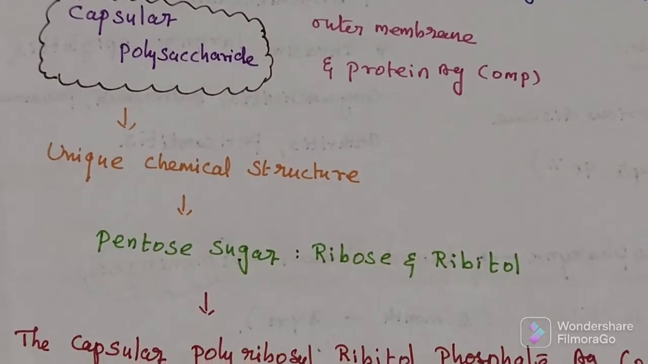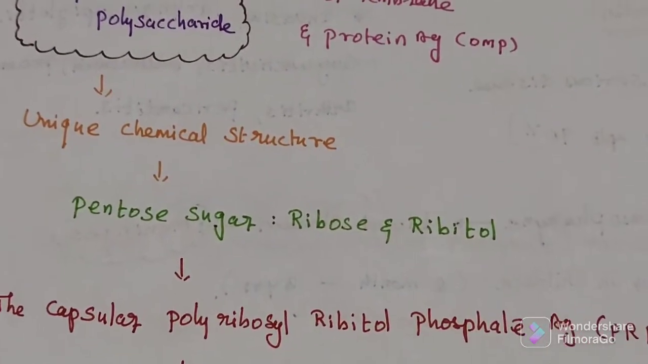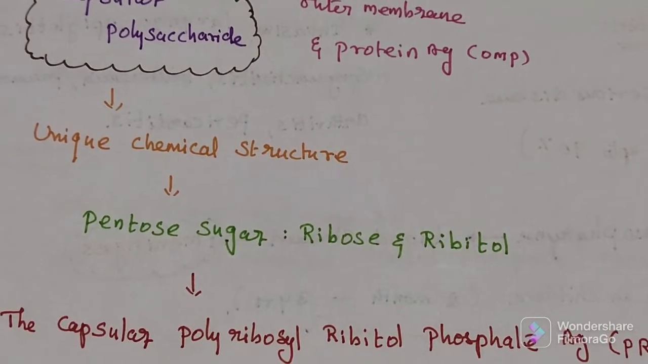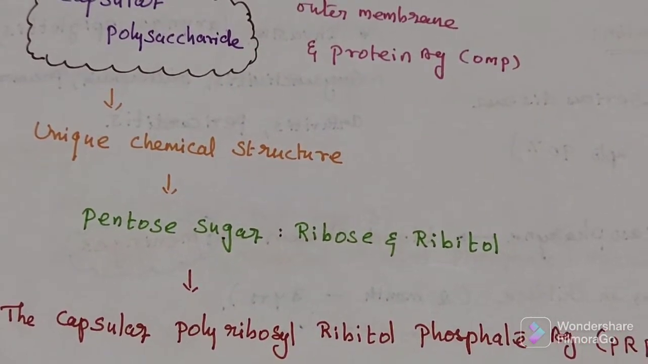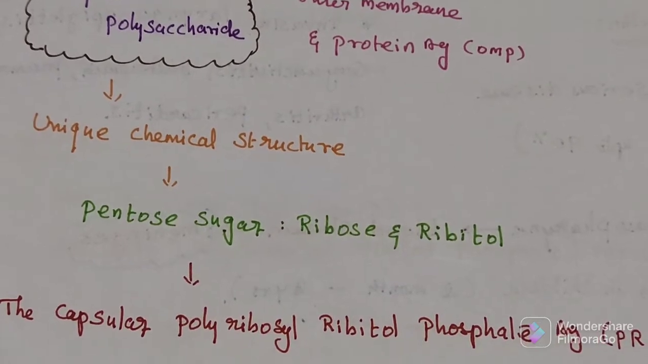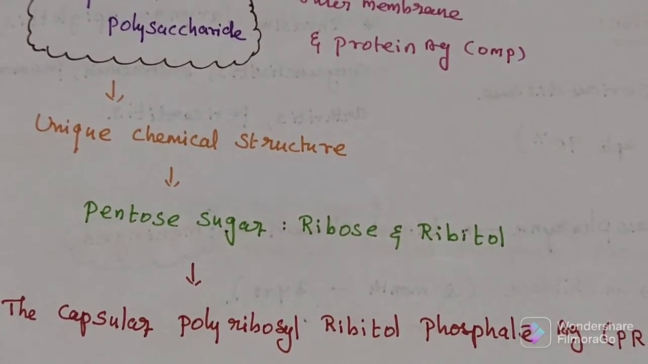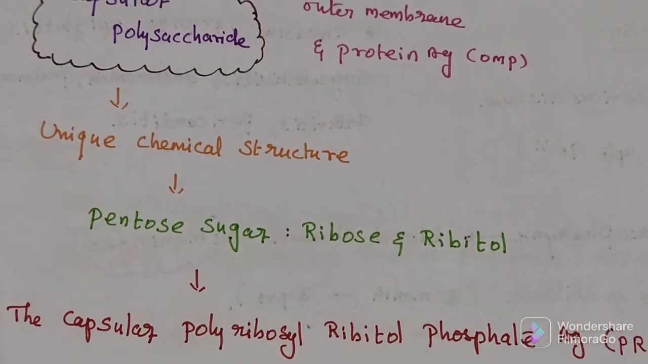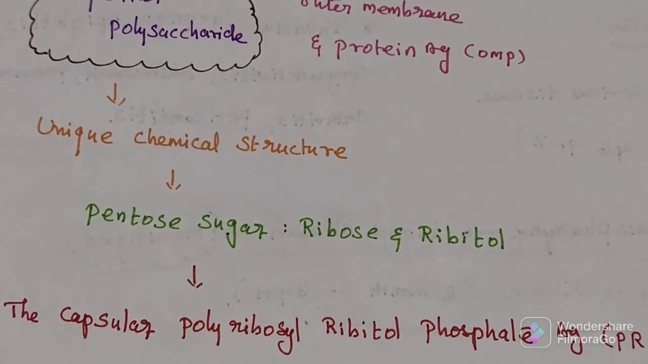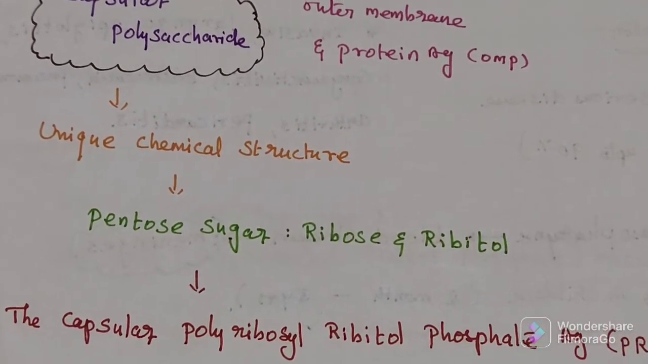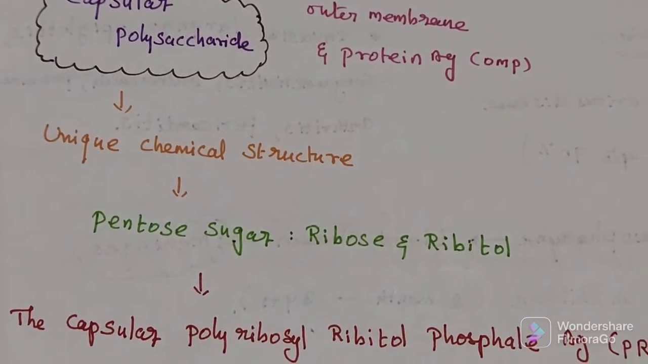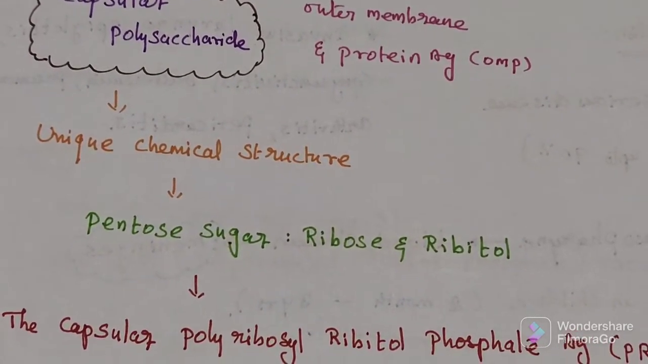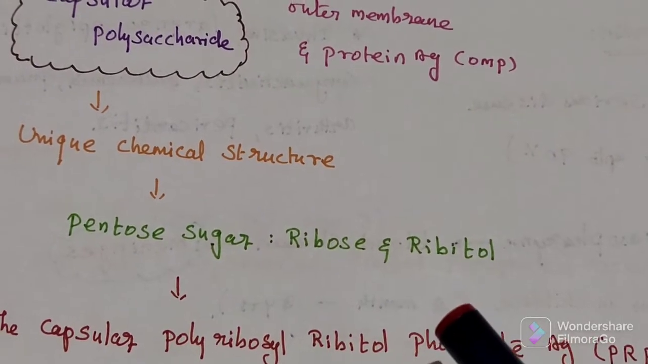The type B capsular polysaccharide of Haemophilus influenzae type B has a unique chemical structure, which is made up of the pentose sugar ribose and ribitol.